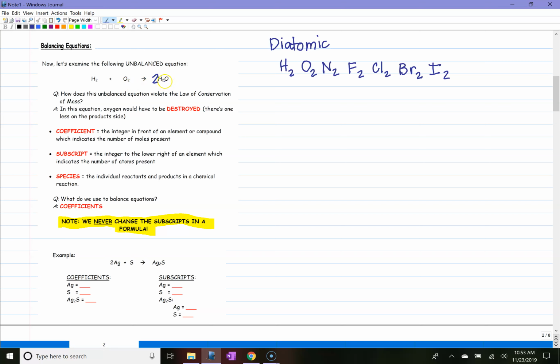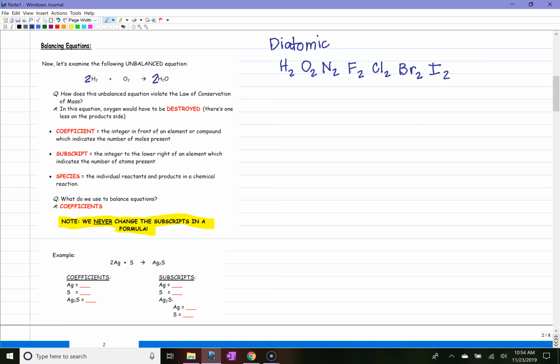Now we have 2 more hydrogens, or a total of 4 hydrogens. So that would violate the law because hydrogen would be created. And so to take care of this, we'd have to put a 2 as a coefficient in front of hydrogen. Remember, the coefficient is the integer in front of an element or compound, which indicates the number of moles that are present in that compound. The subscript is the integer to the lower right of the element, which indicates the number of atoms present.